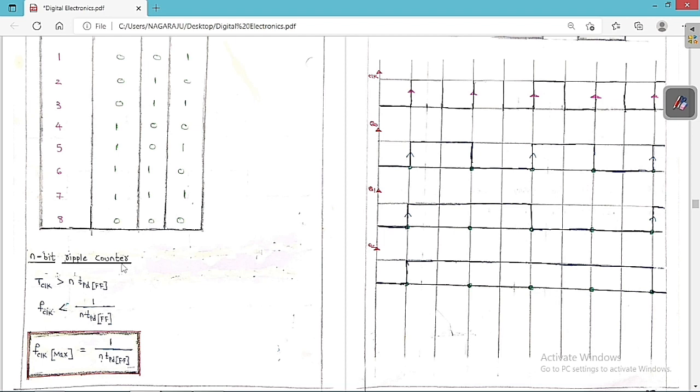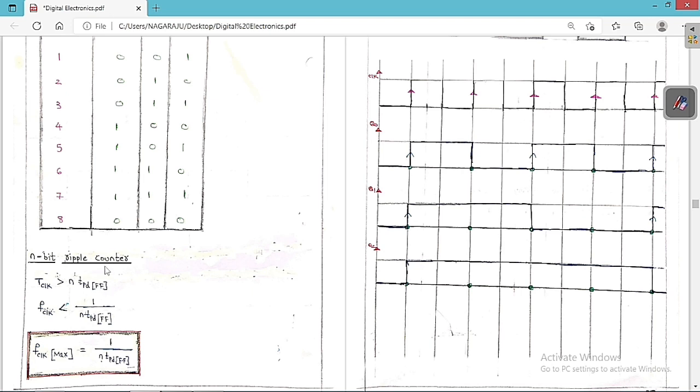For an n-bit ripple counter, a very important point to keep in mind: the clock period T clock should always be greater than n times the propagation delay of the flip-flop. An n-bit ripple counter means all the flip-flops are in series, because the output of one is given as a clock to the other. Therefore, the overall clock period should be greater than n times the propagation delay of each flip-flop. As there are n flip-flops, we consider n, assuming all are identical.